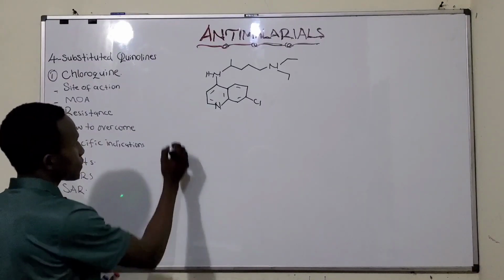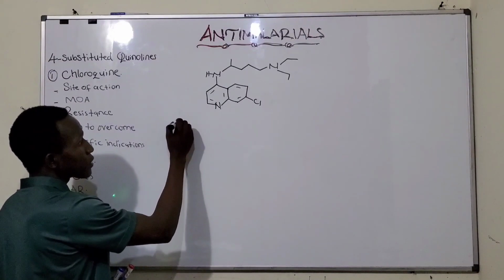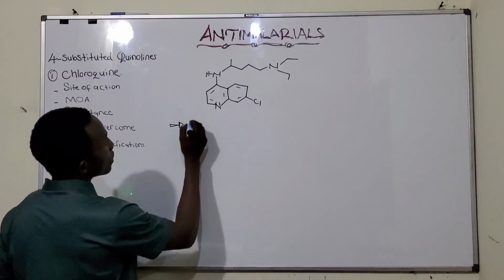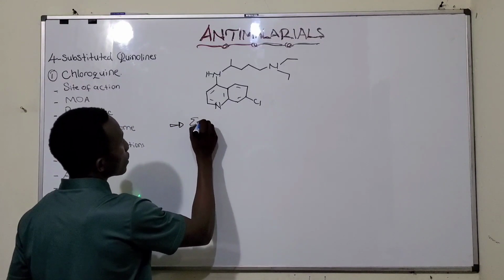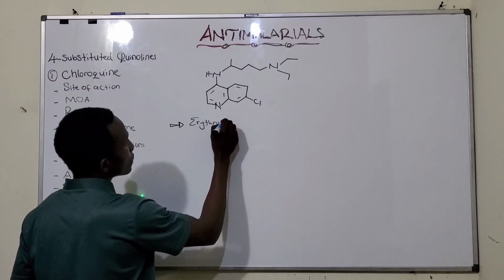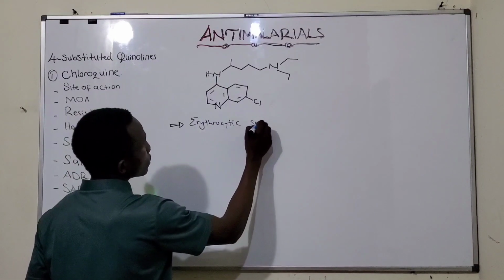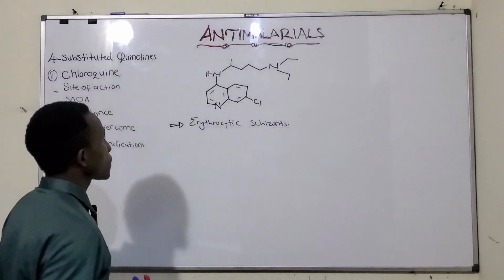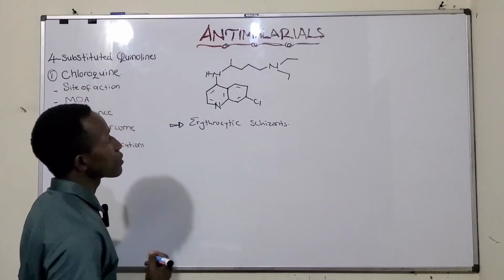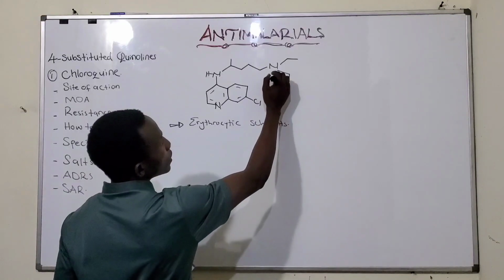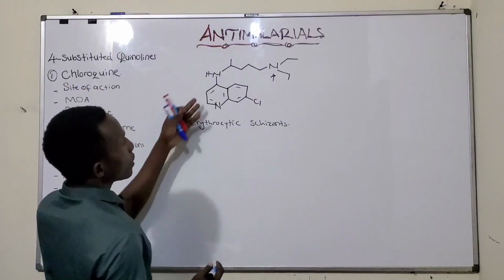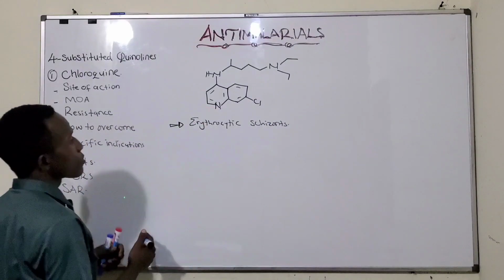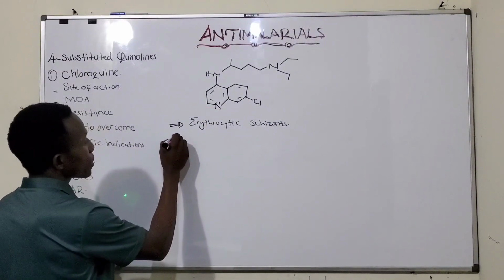For the site of action, as we saw in the first video, chloroquine acts at the schizont stage, the erythrocytic schizonts, like quinine. They have the same mechanism of action because it has a tertiary amine and a quinoline nucleus, or the quinoline ring.